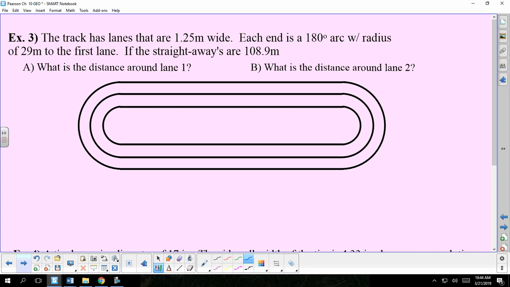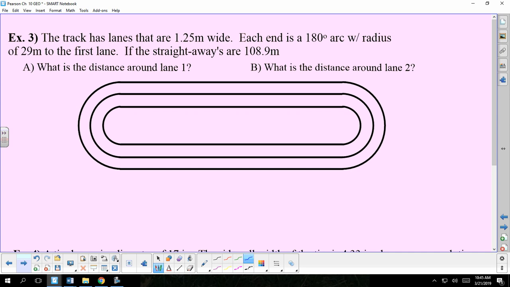All right. We have our track. The track has lanes that are 1.25 meters wide. Each end is a 180 degree arc with a radius of 29 meters to the first lane. If the straightaways are 108.9 meters, what's the distance around lane 1? What's the distance around lane 2?